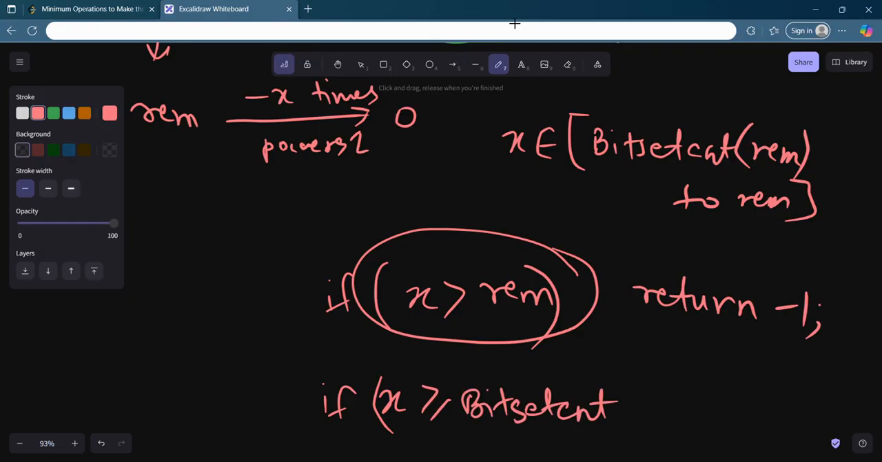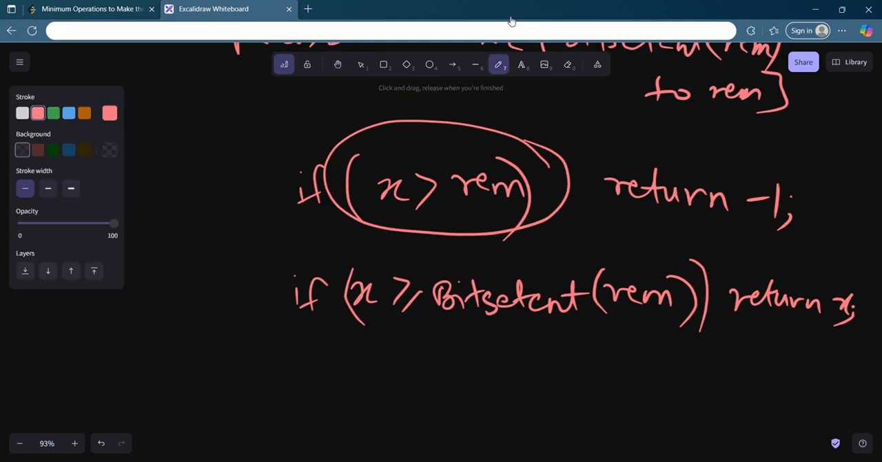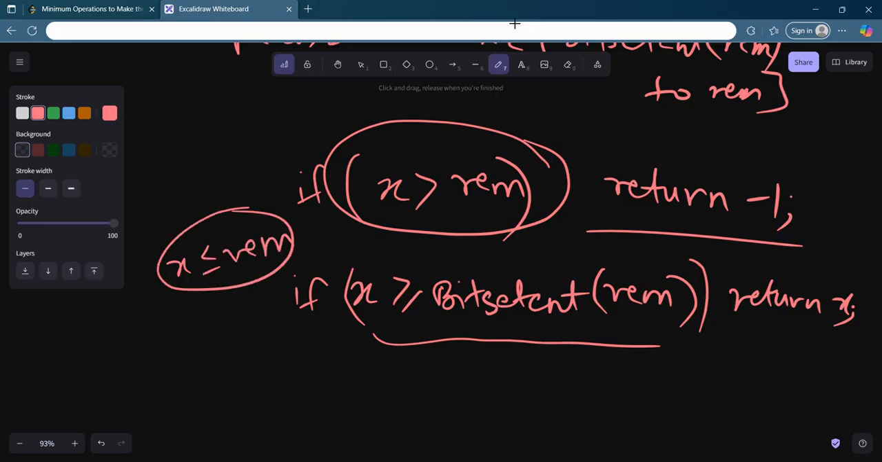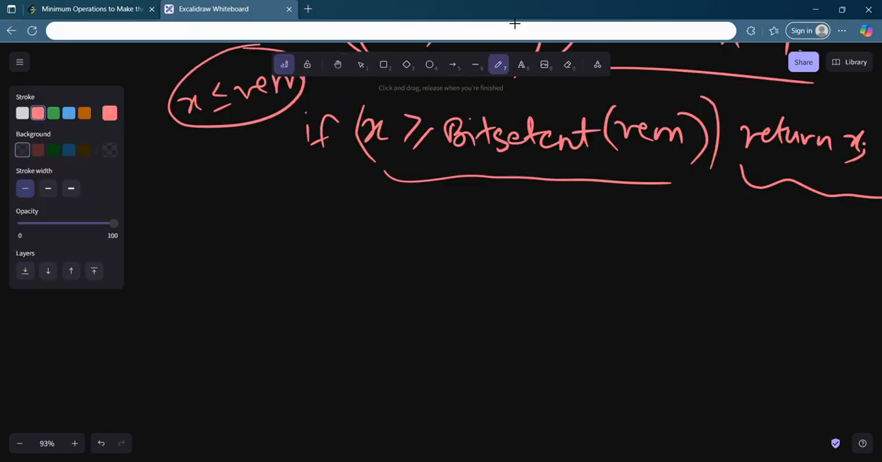And if x is greater than or equal to set bit count of remaining. Now I am reminding you again that set bit count is nothing but the number of ones in the binary representation of remaining. Okay, so if it is greater than that, what will you return? Return x. What is x? Number of operations. That is what was our answer, right? If x is not greater than remaining, it definitely means that it is less than or equal to remaining. And you can now see that you have got your optimal operation.